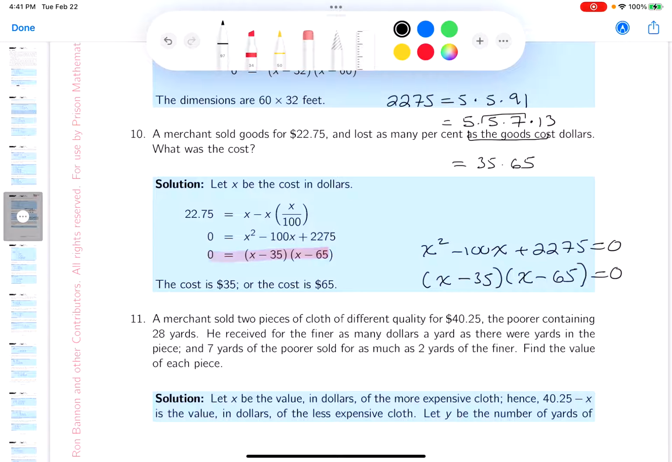So what's X? X could be 35, or the X could be 65. All right? So, the answer to your question is, there's 2 different answers to this thing. He could have spent $35 on the good and then lost 35%. Or he could have spent $65 on the goods and lost 65%. So that's the answer, right over here. Let me highlight it for you. End of story. Thank you.